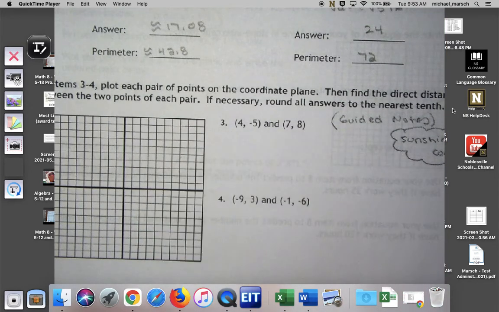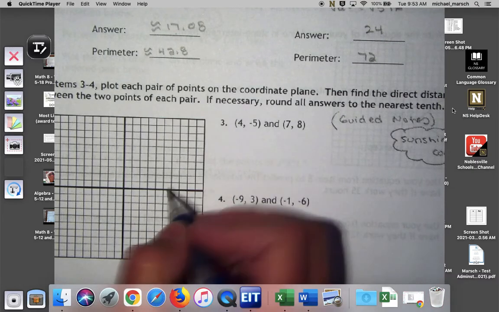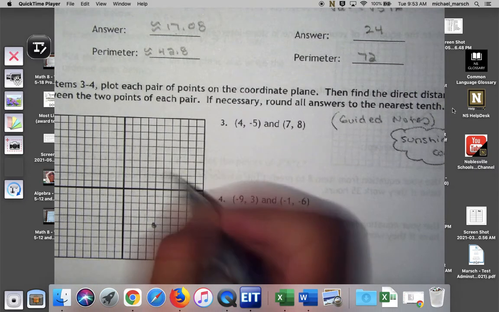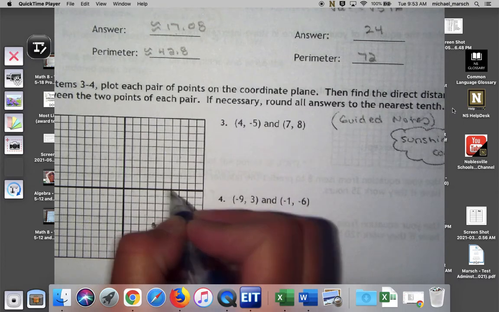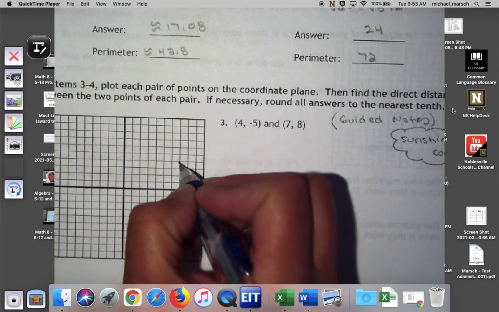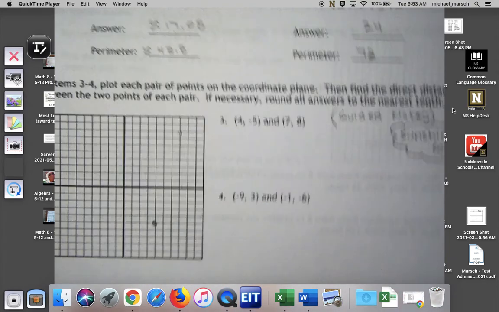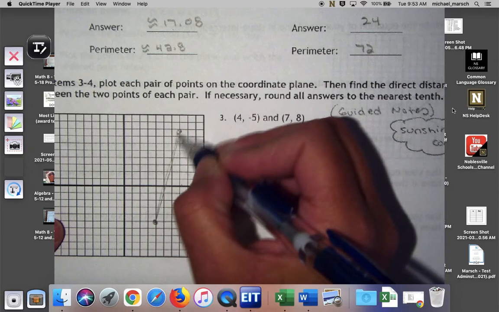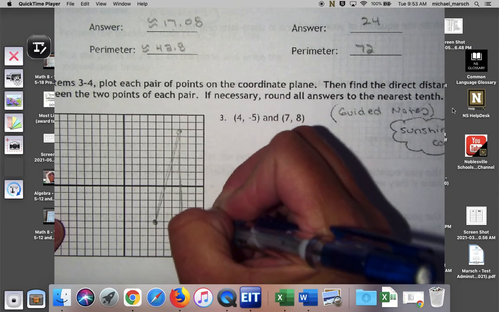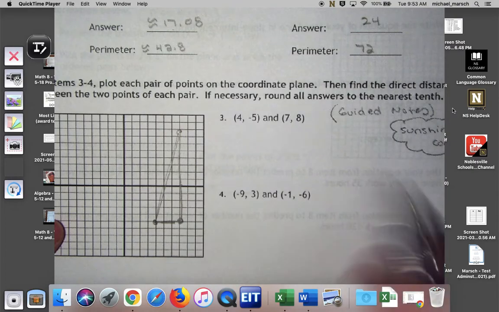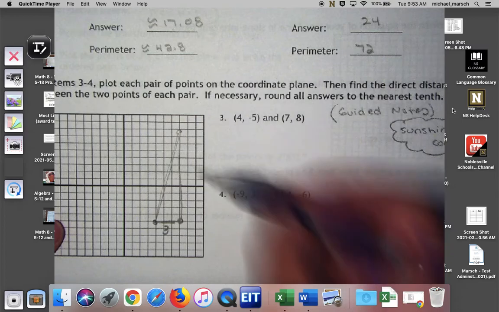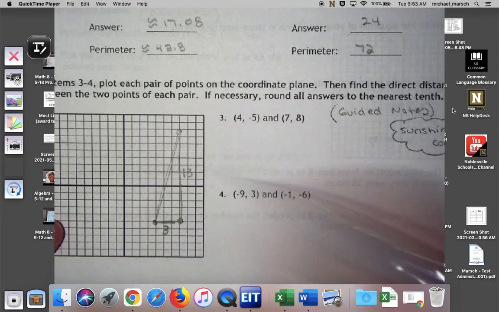Questions 3 and 4 are very similar. We're finding the distance between these points, so I'm going to plot them. And then over 7 and up 8. So what I do here is I connect these 2 points, and then I draw the rest of a right triangle to use the Pythagorean theorem. So this is worth 3 spaces, and then from here to here is worth 13.